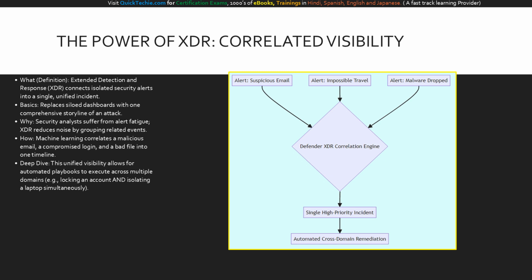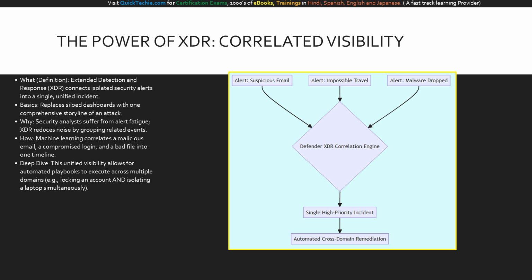This brings us to the true superpower of Microsoft Defender XDR, correlated visibility. What does extended detection and response actually mean? It means taking isolated alerts from all the different tools we just discussed and stitching them together into a single, unified incident. At its core, it replaces 5 different siloed dashboards with one comprehensive storyline.